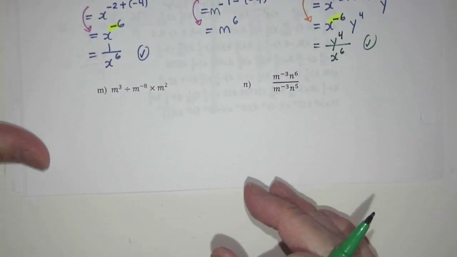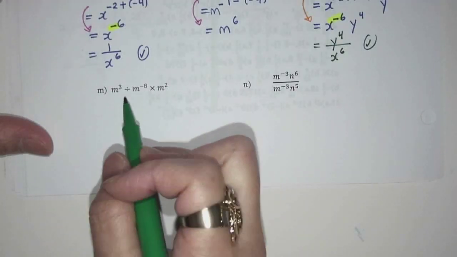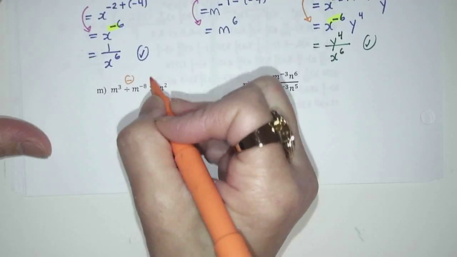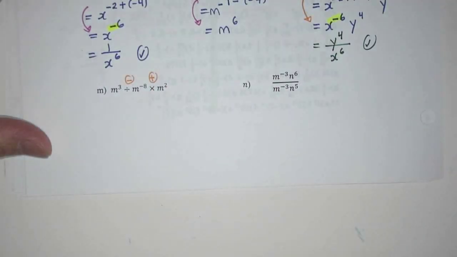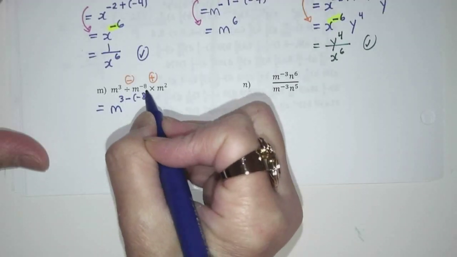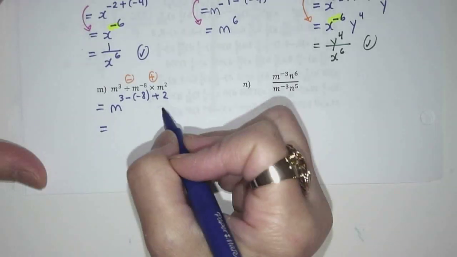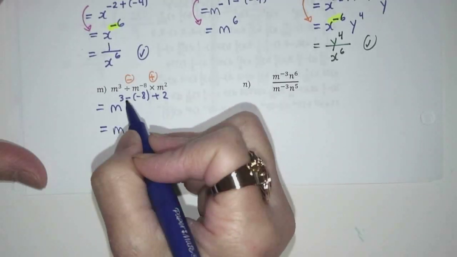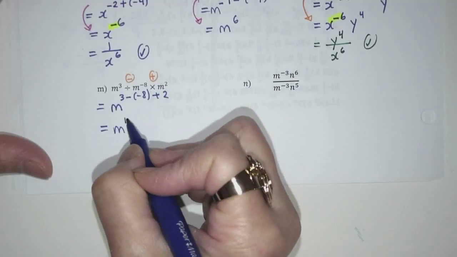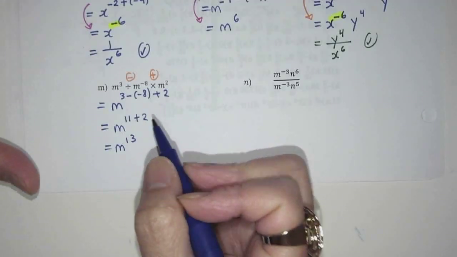The last two here, we have more than one operation. So this is division, which is actually minus, and then multiplication, which means we're adding it. So again, you can show this step if you want, m to the 3 minus -8 plus 2, and then that would be fine, and then you would go m to the 3 plus 8 is 11, so you could do this in 2 steps, and this would be m to the 13.